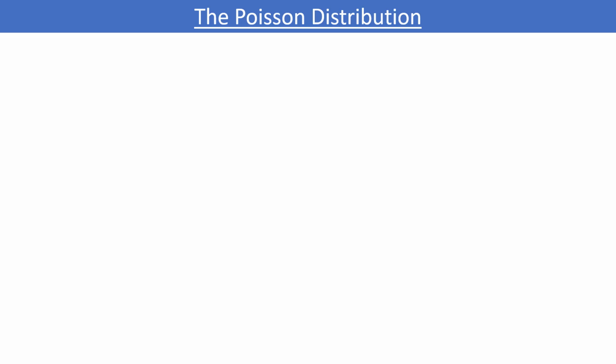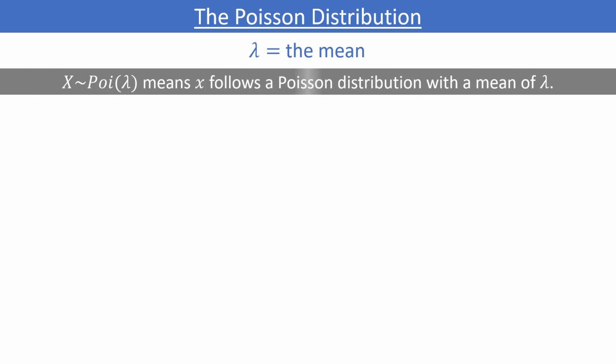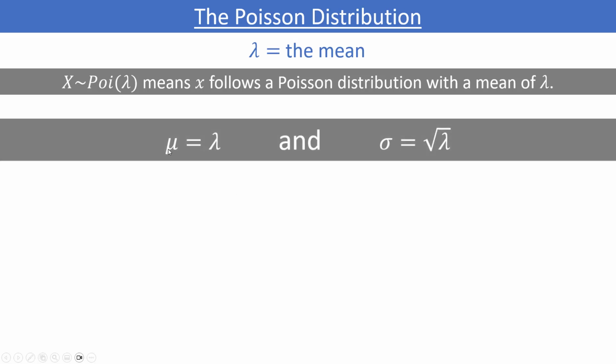Now, since the Poisson distribution comes from the mean number of occurrences of some event, we use a special symbol to represent the mean, and that symbol is the Greek letter lambda. This notation here says that our variable x follows a Poisson distribution with a mean of lambda. So we say that the mean mu of a Poisson distribution is equal to lambda, and the standard deviation turns out to be just the square root of lambda. Interestingly enough, this means that the variance, which is the square of the standard deviation, ends up being lambda as well. So this distribution has a mean and variance which are equal, which is kind of interesting.